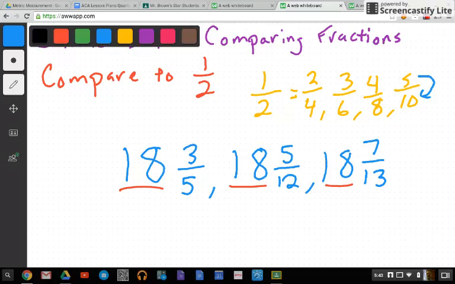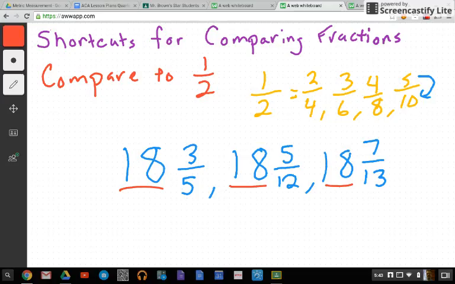All right, so here's how we would use that on here. Well, I know that 1/2 of 5 is 2.5, so 3 is bigger than that. So this one is bigger than 1/2. So this is larger than 1/2. On this one, 1/2 of 12 is 6. So 5/12 is going to be smaller than 1/2. 1/2 of 13 is 6.5. So 7/13 is going to be larger than 1/2.